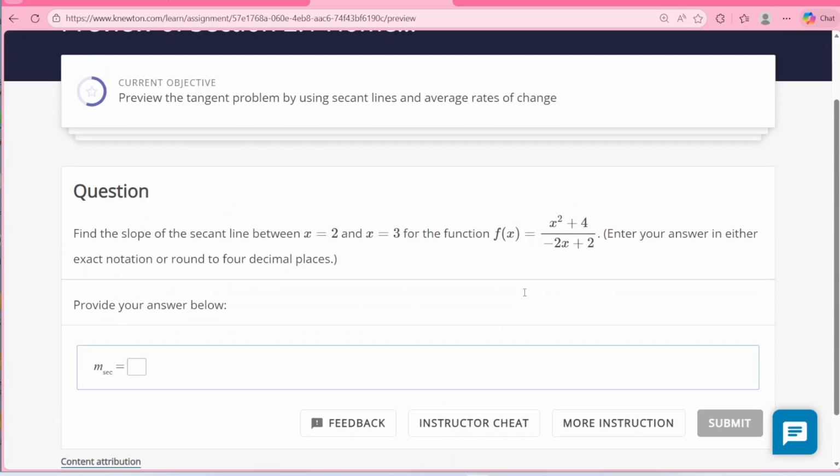And this is just the slope of the secant line between x equals 2 and x equals 3. Again, the slope of a secant line is one of those average rates of change, which is over an interval from one value to another. Instantaneous is at one value, average is between two values, over an interval. So find the slope of the secant line between x equals 2 and x equals 3 for the function given here. Enter your answer in either exact notation or round to 4 decimal places.